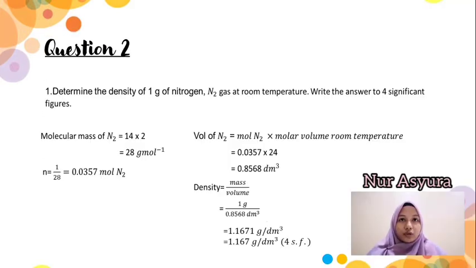Okay, for the significant figures questions, the first question is: determine the density of 1 gram of nitrogen gas at room temperature. Write the answer to 4 significant figures. First of all, let's solve the problem. The question asks for density. So what we must find first is the volume of nitrogen, because the mass is already given. To find the volume of nitrogen, we need to find the molecular mass of nitrogen first, and then we get 28 grams per mole.